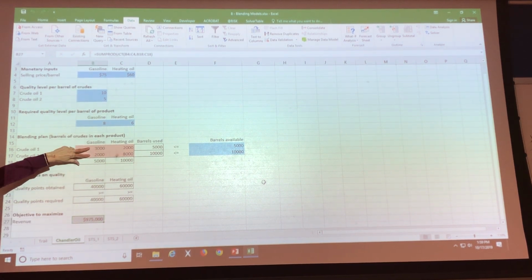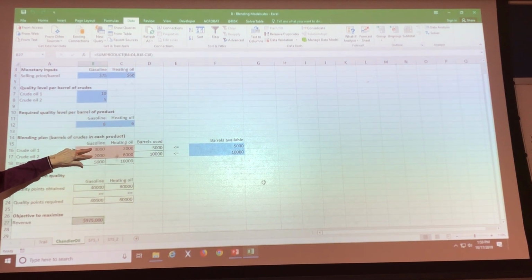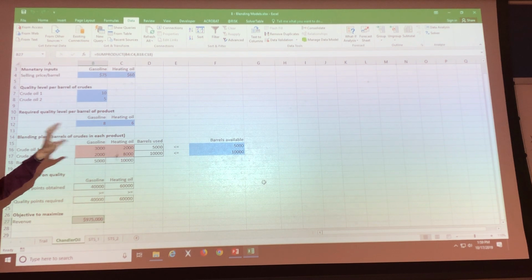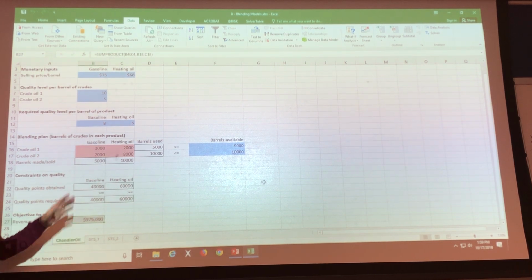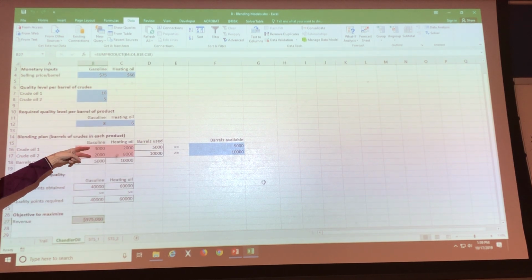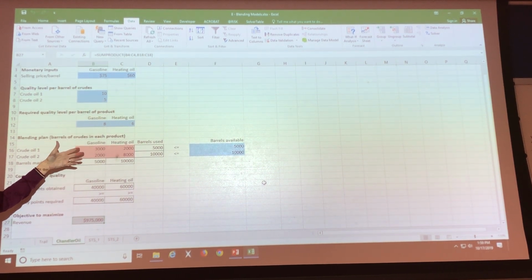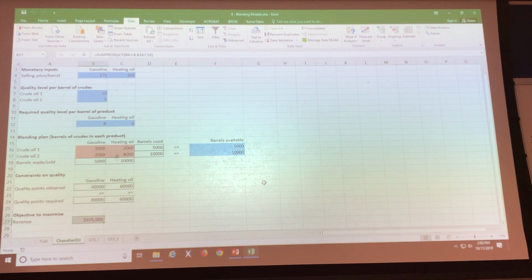For instance, this breakdown of how much crude 1 and crude 2 you put into gasoline should look right. I'm not saying you should know these exact numbers. But if you looked at the result and that was 50-50, half crude 1, half crude 2, could that even be right? What if you had a product that was half crude 1 and half crude 2, what would its quality level be?